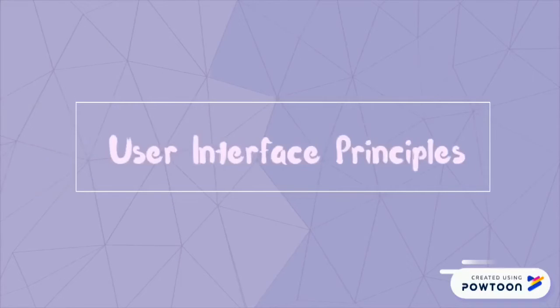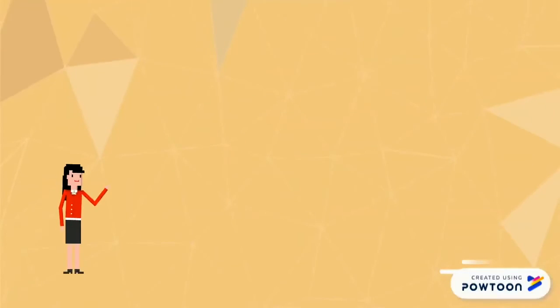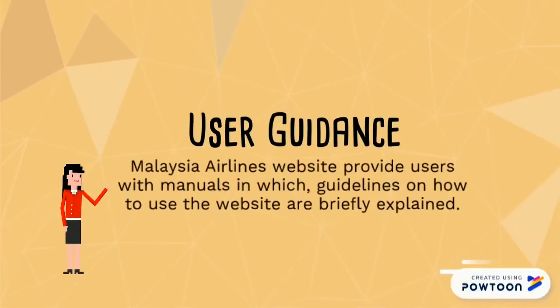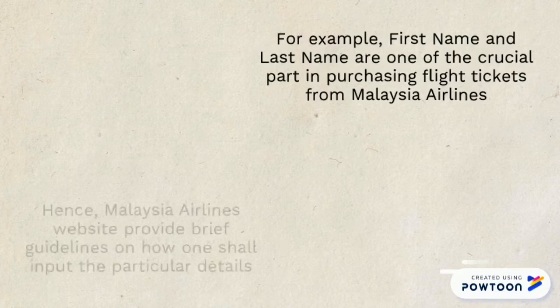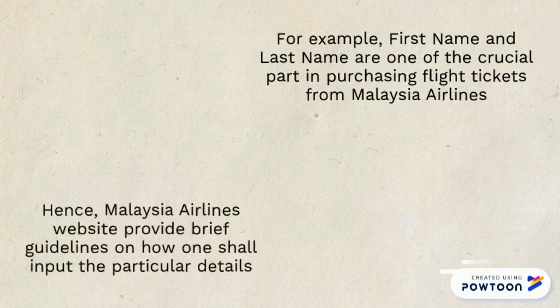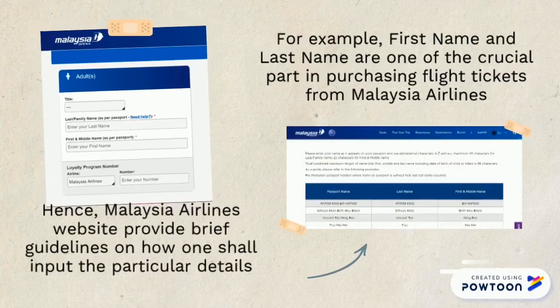Moving on to the user interface principles. Malaysia Airlines applies various interface principles in their website. The first one is user guidance. Their website provides users with manuals in which the guidelines on how to use the system are briefly explained. For example, the first name and last name are crucial parts in purchasing flight tickets from Malaysia Airlines. Hence, brief guidelines on how one shall input a particular detail are provided on the website.